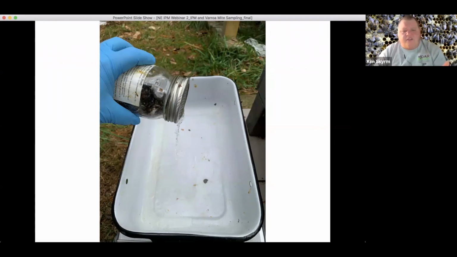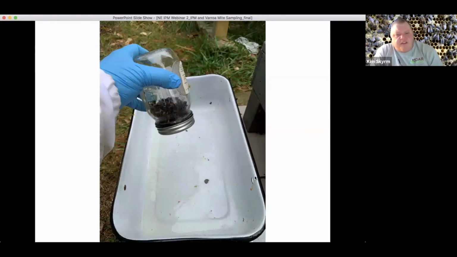I would shake it as hard as possible, because you'd be surprised at how many mites get dislodged if you don't shake this versus if you shake this pretty well. If you go to the next slide, once you've shaken that, you should be able to see mites. Oh, there's my dislodging step.